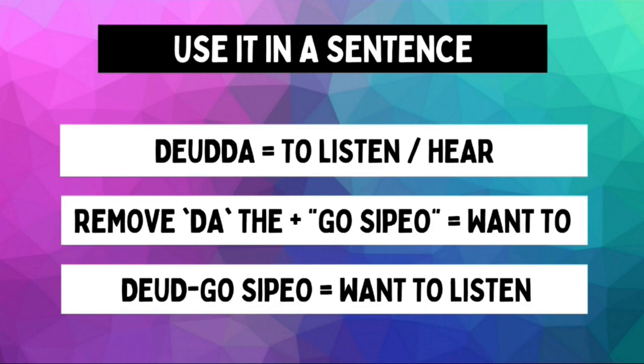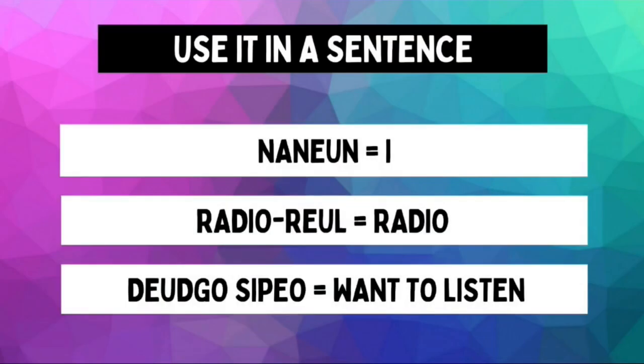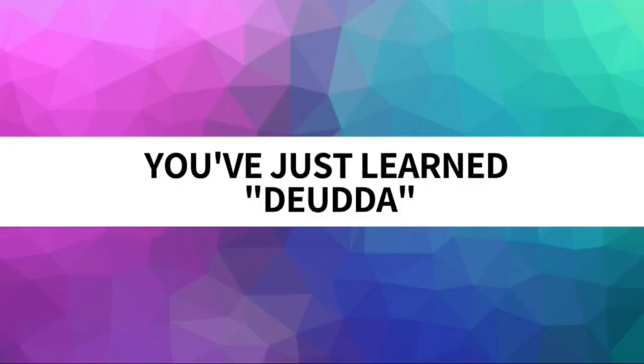So if we will use it in a sentence together with the other words mentioned a while ago, which is 나는 and 라디오를, it would result in the sentence 나는 라디오를 듣고 싶어, which means I want to listen to the radio. And please just remember that 듣다 is transformed into 듣고 싶어. And with that, you've just learned 듣다.